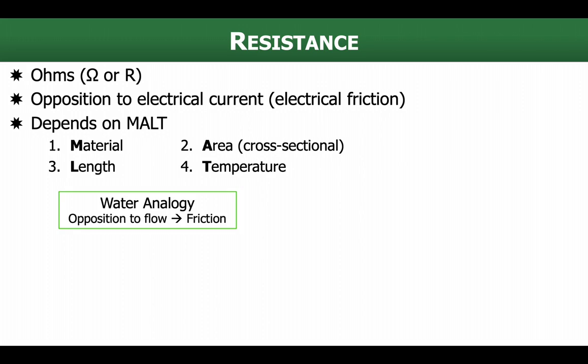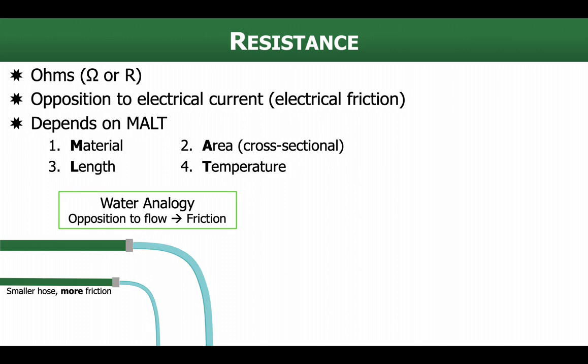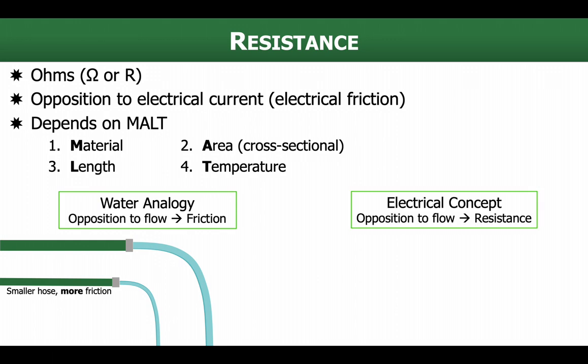Much like current and voltage, we can use the water analogy. So friction, the opposition to flow, right? Depending on the size of my pipe or my hose, I'm going to get a different amount of flow. Here I've got a smaller hose, more friction, less water flow.